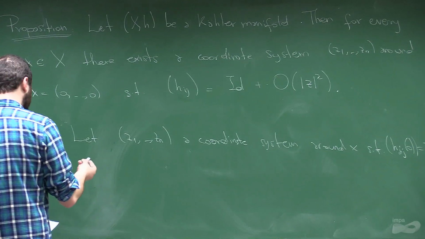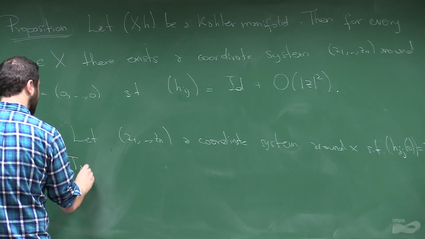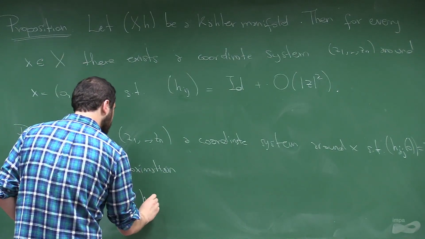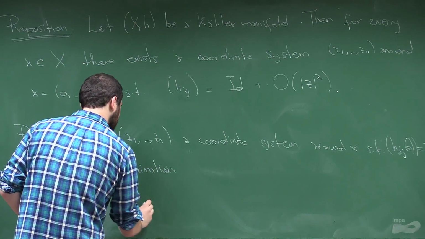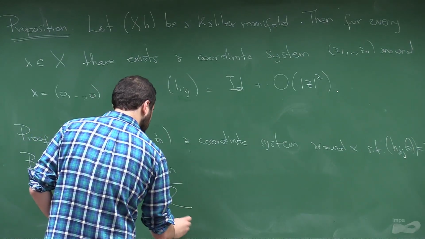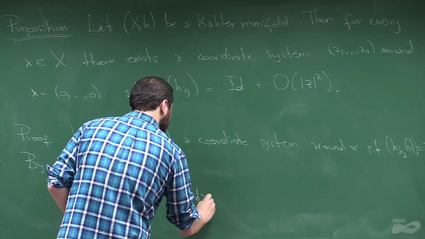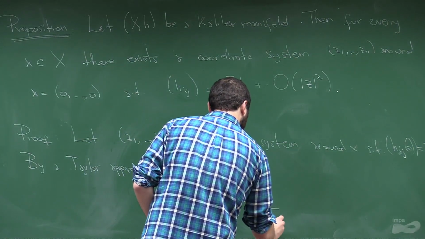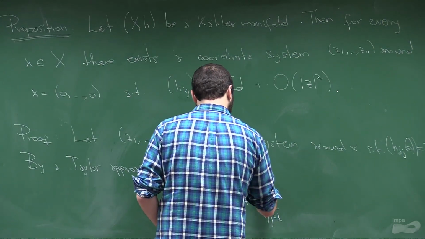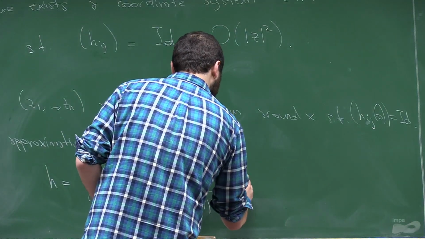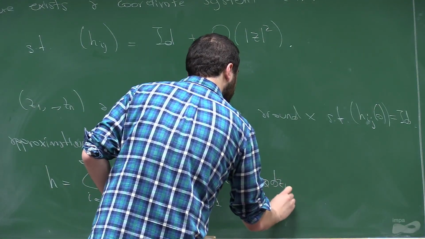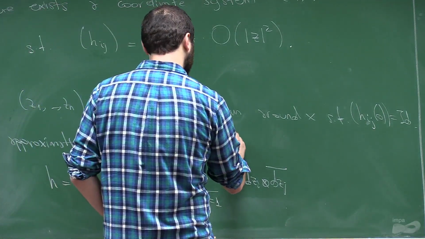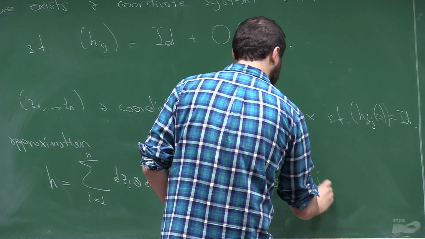So we use a Taylor approximation. By a Taylor approximation, we know we can write h as the following thing. It is the sum from i equal 1 to n of dz_i times dz_i bar, plus the sum, let's say i,j equal 1 up to n of some L_ij dz_i times dz_j bar, where this is linear. This is the first order approximation, and something of higher order.